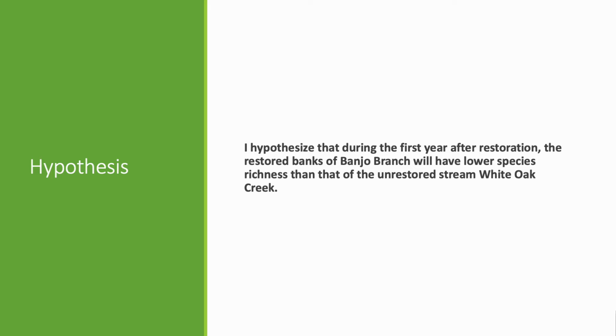Using extensive research, I hypothesized that during the first year after restoration, the restored banks of Banjo Branch will have lower species richness than that of the unrestored stream, White Oak Creek. The reason being is lots of disturbance has been known to drive species away. However, this is a baseline project, and after restoration is concluded, more species should return to the restored habitat.